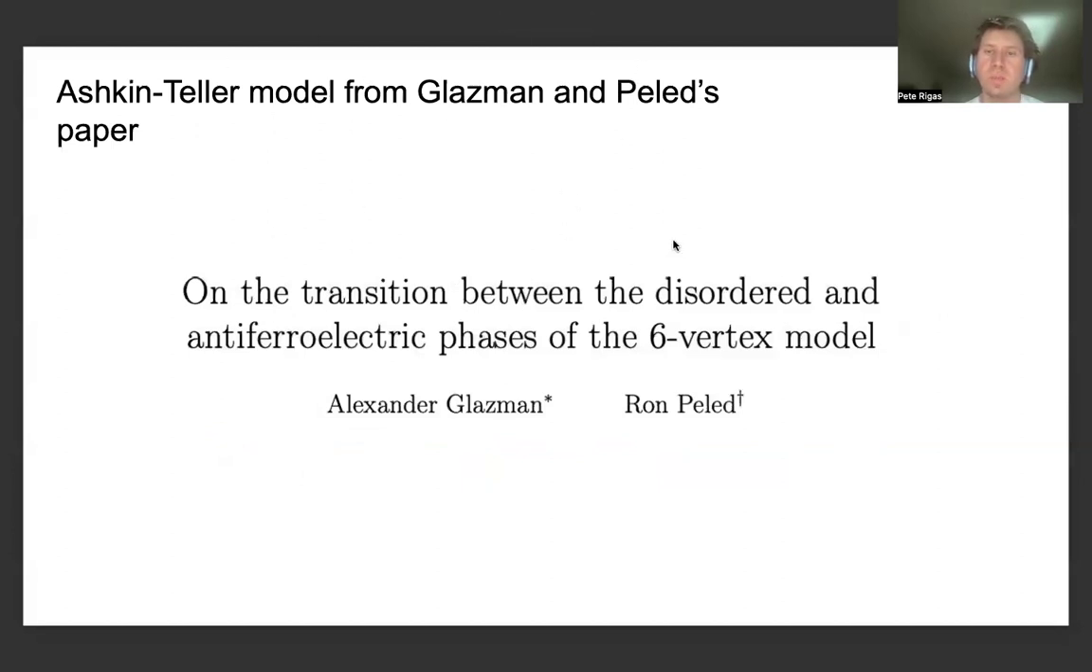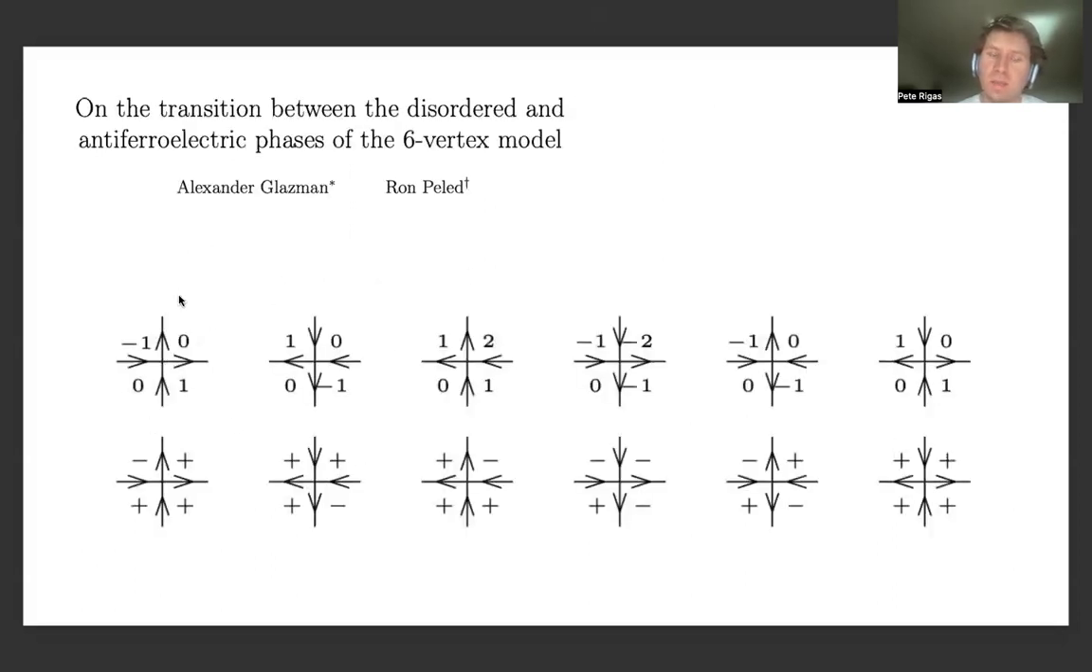And the Ashkin-Teller model from Glazman and Peled's paper was also providing further information on some similar properties that we would expect for the Ashkin-Teller model to hold over the triangular lattice, in which, over the square lattice, Glazman and Peled provide several very helpful properties and discussions of what the Ashkin-Teller model is and how it relates to the disordered and antiferroelectric phases of the six vertex model. And this is to say that they provide a very similar type of configuration space for the Ashkin-Teller model, in that its sample space consists of 6 configurations, but the faces are either labeled minus or plus, which encodes a different notion of the gradient of the height function of the Ashkin-Teller model.